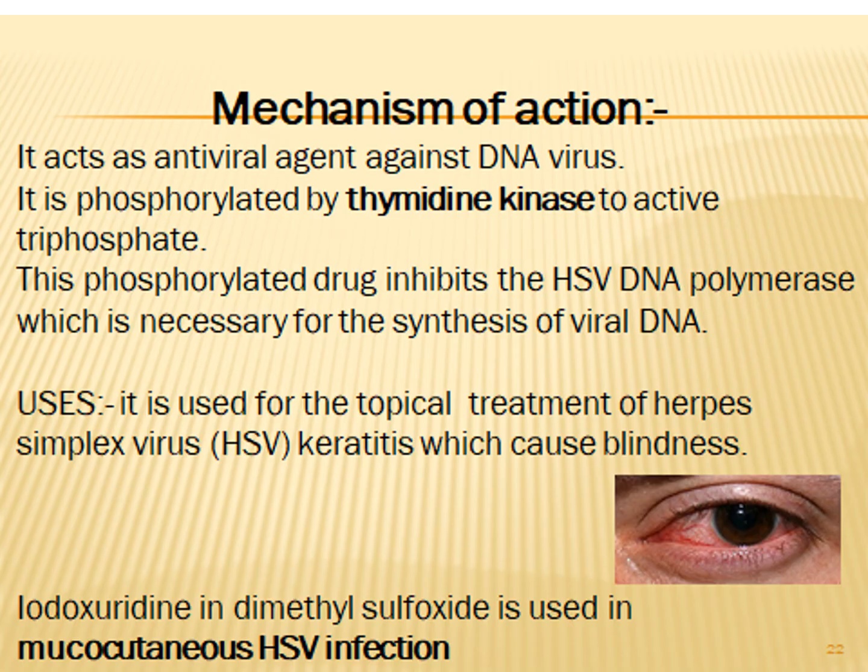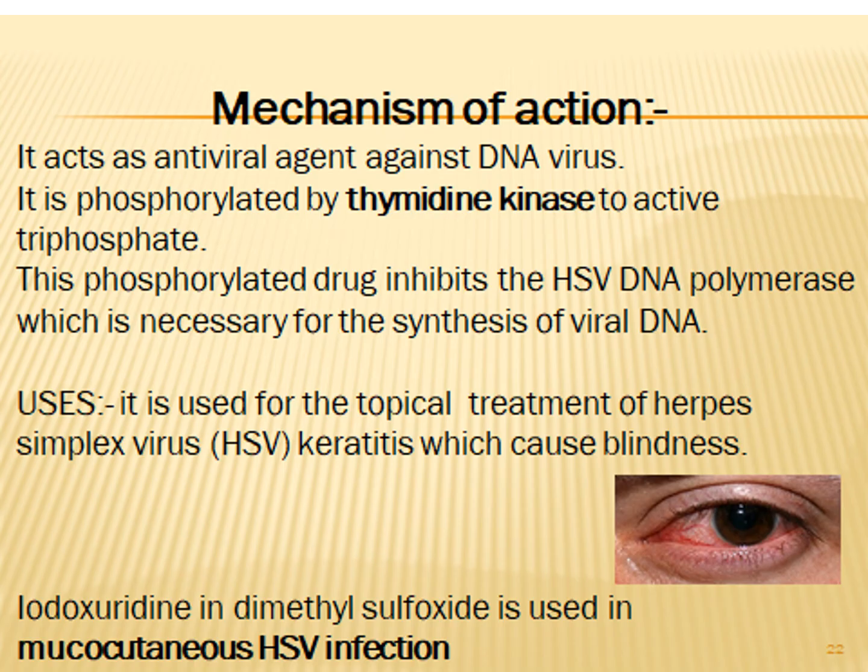Mechanism of action: it acts as an antiviral agent against DNA viruses. It is phosphorylated by thymidine kinase to the active triphosphate. This phosphorylated drug inhibits the HSV DNA polymerase, which is necessary for the synthesis of viral DNA. Iodine present in idoxuridine is added to the uracil component and it blocks base pairing.